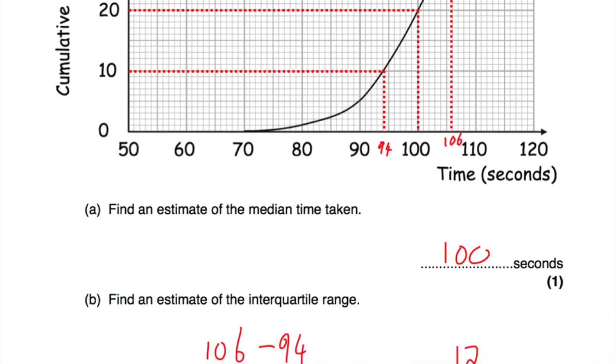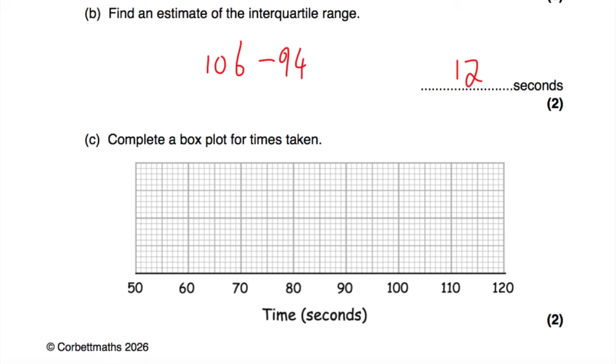So let's draw that. Here we've got the grid for our box plot, and the scale's been drawn for us, so that's quite nice. We just need to draw those values. So we had the lowest value being 72, the lower quartile being 94, the median being 100, the upper quartile being 106, and the longest time taken was 117 seconds. So there's the 5 values. Let's get a ruler and pencil and draw those 5 vertical lines.